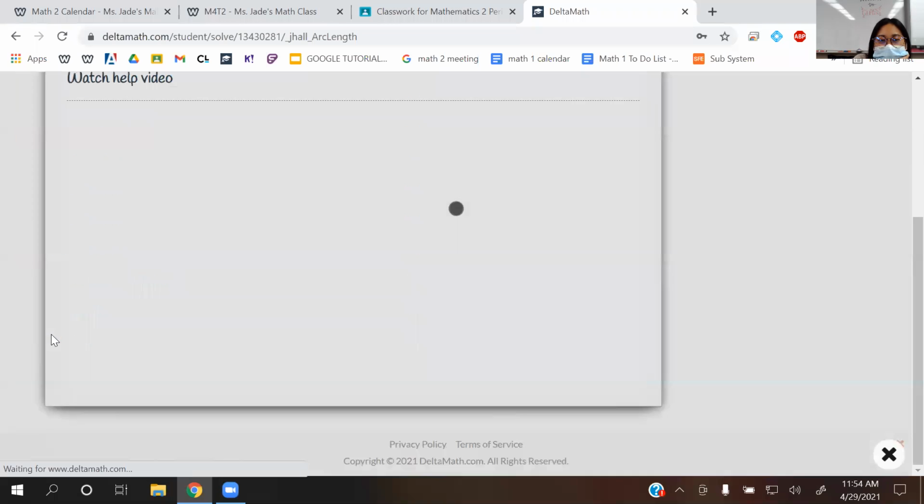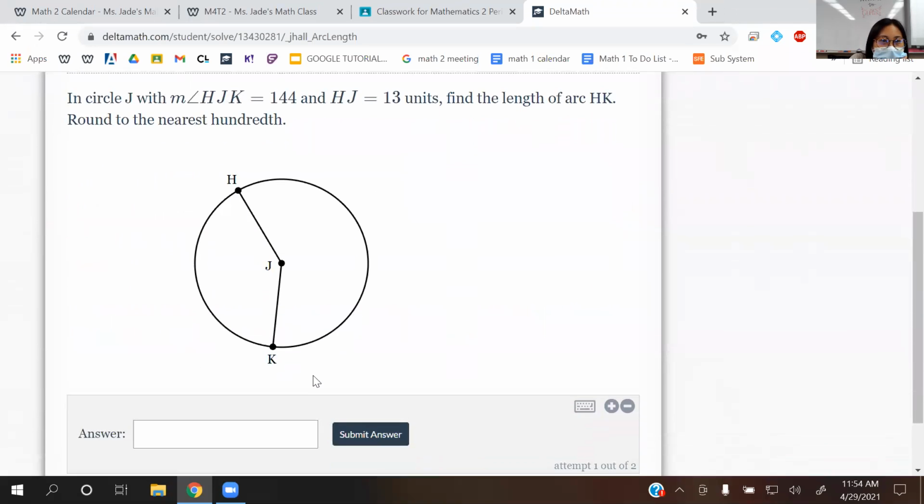Arc length. Okay, so this one we're kind of putting together a few pieces of stuff that we already know, such as the ratio and circumference.